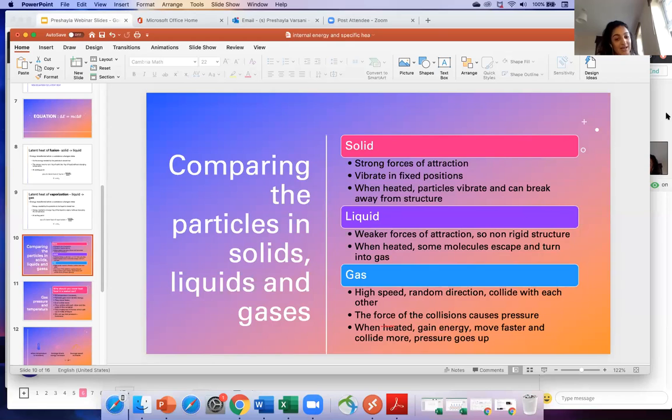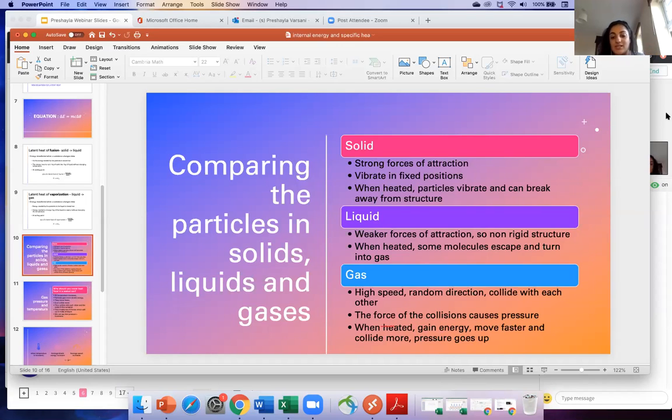Then for a gas, the particles have high speed. Okay, high speed, but random direction. We can never predict mathematically which way they're going to go, how they're going to behave. Really, really random, okay? And because they are so random, they constantly collide with each other. So they're constantly moving around and constantly colliding with each other and the walls of the container that they're in.